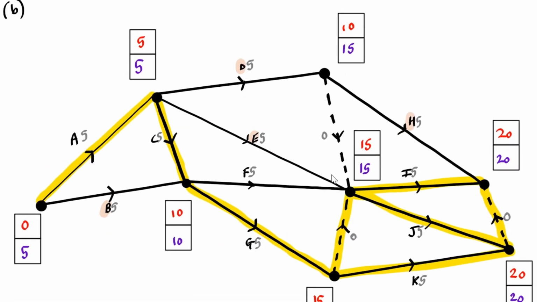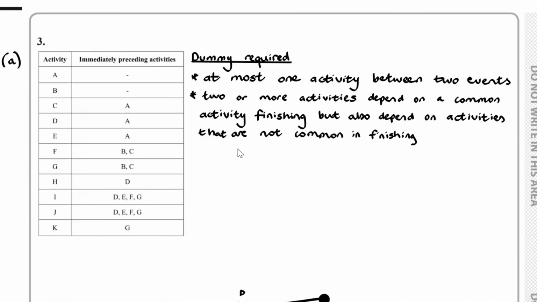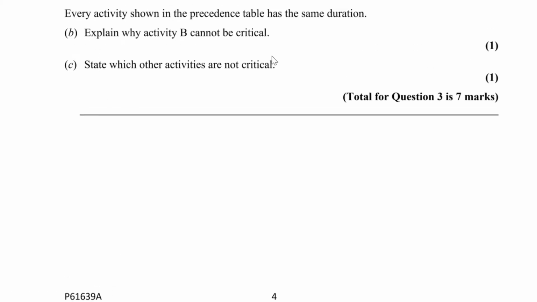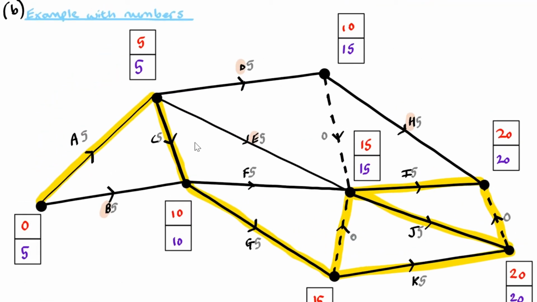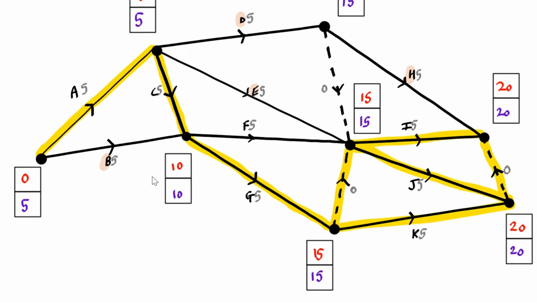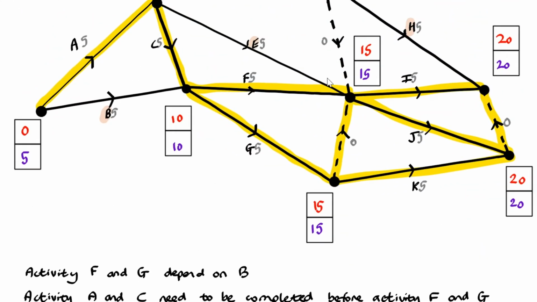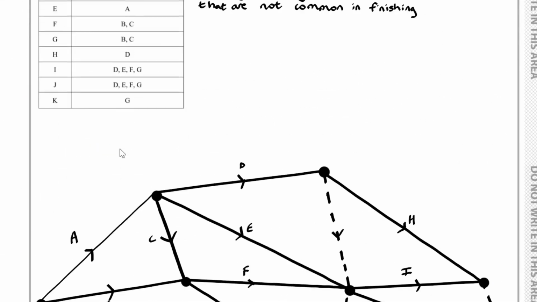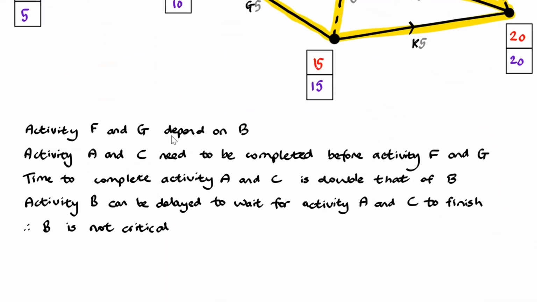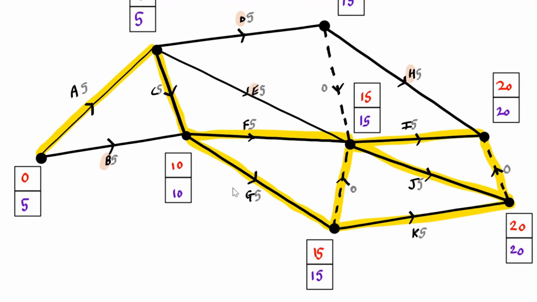So that's literally it. So when we come to talk about the reason as to why B cannot be critical, we have the following reason. When we talk about why B is not critical, there are a couple of ways to think about this. We see also F is critical. You'll see over here from this table that F and G depend on B. Okay, and that makes sense looking at it here. F and G depend on B. And they also depend on C.